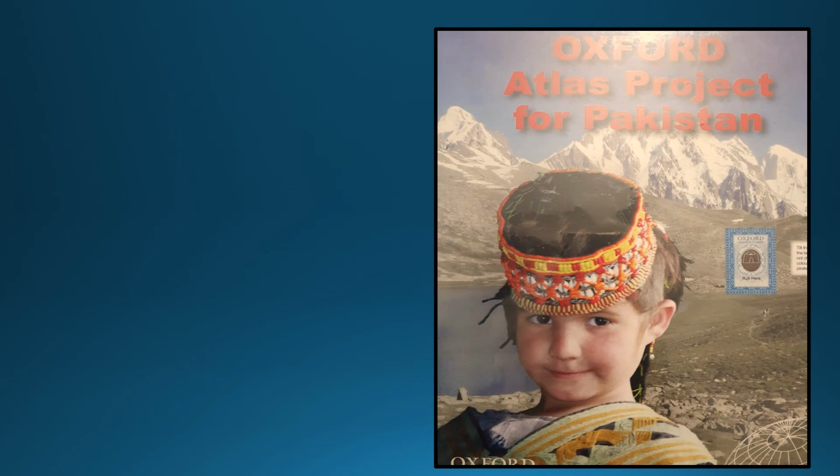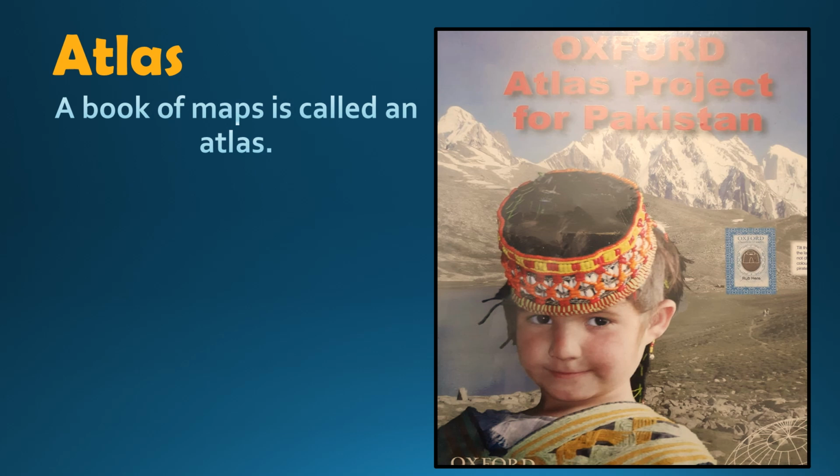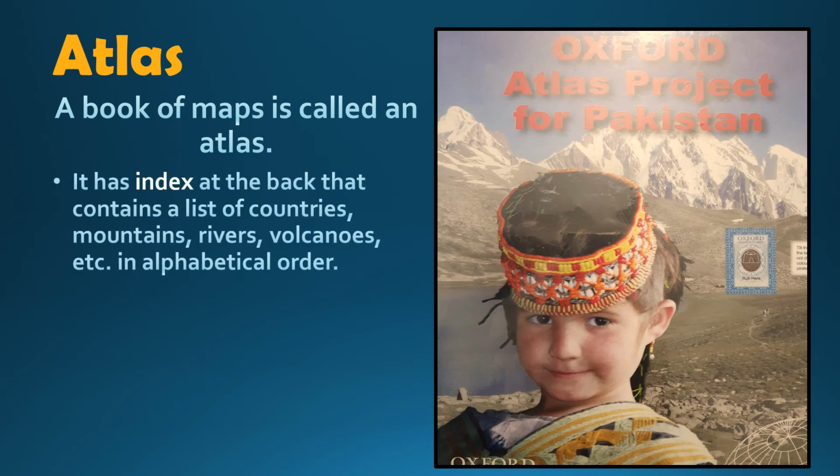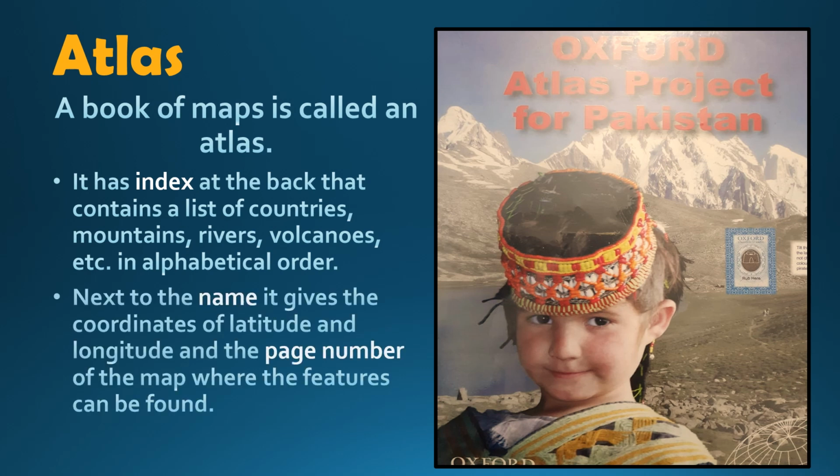Students, before discussing maps, let me tell you about Atlas first. Atlas is a book of maps. It is useful because it shows geographic features of the earth. It has an index at the back that contains a list of countries, mountains, rivers, volcanoes in alphabetical order. Next to the name, it gives the coordinates of latitude and longitude and the page number of the map where the features can be found.